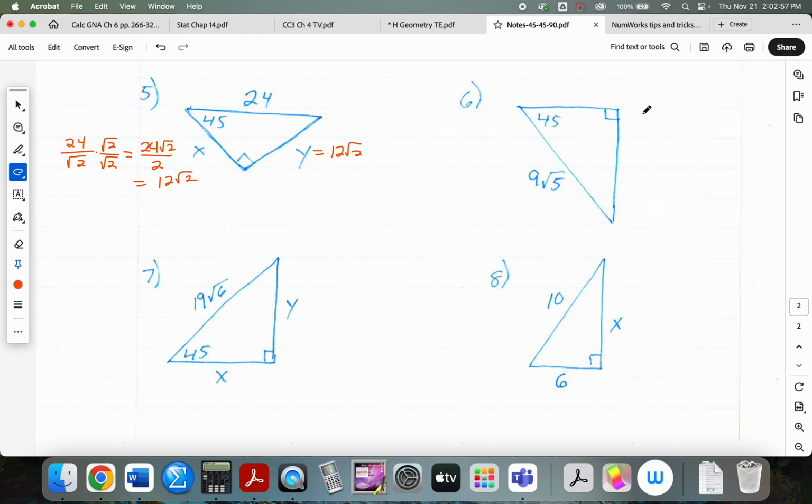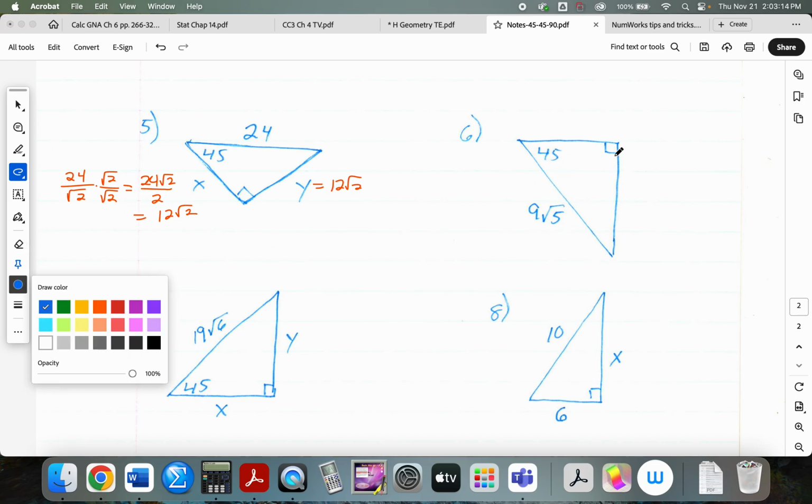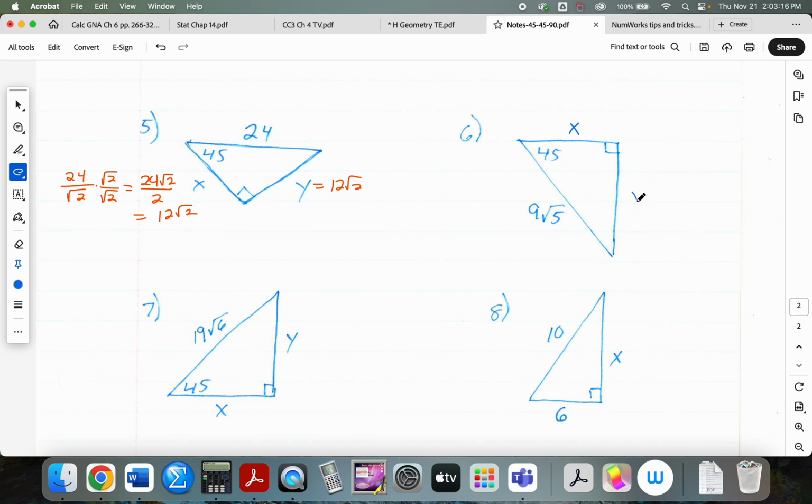All right, which side are we given on this one? Are we given the hypotenuse or a leg? The hypotenuse. So we're going to divide by the square root of 2. And I don't know why there's no x and y on that. I apologize. Oh, let's call this one x and this one y.